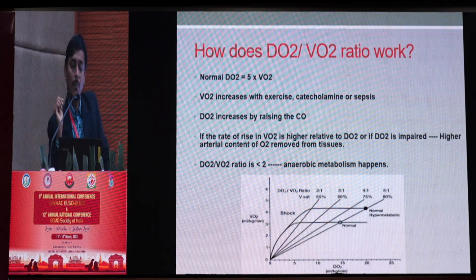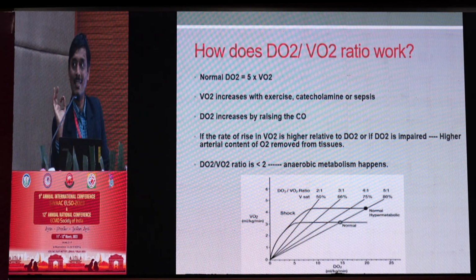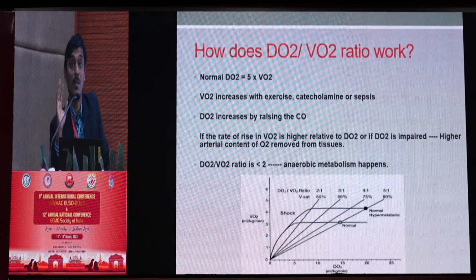Now, you also need to understand that in a pathological state or in a disease state, the DO2 and VO2 do not function separately. There can be situations where one can rise, the other can go down, the other can rise. So there can be various permutation combinations that can happen with the DO2 and the VO2 values. So it's not something which is going to be easily predictable.